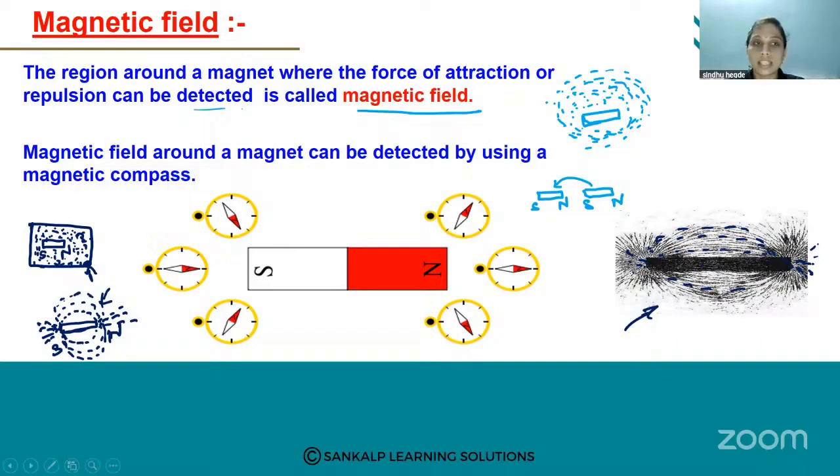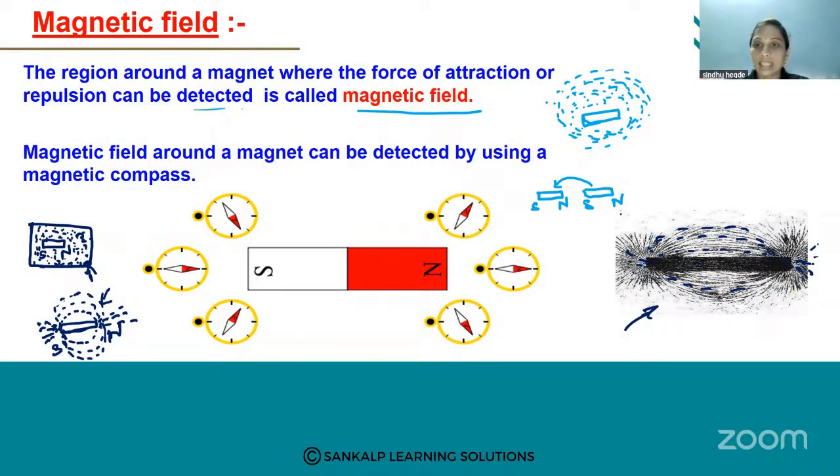Then what is the statement of magnetic field? What does the magnetic field statement say? It says that the region around a magnet where the force of attraction or repulsion can be detected is called magnetic field. It is called magnetic field.